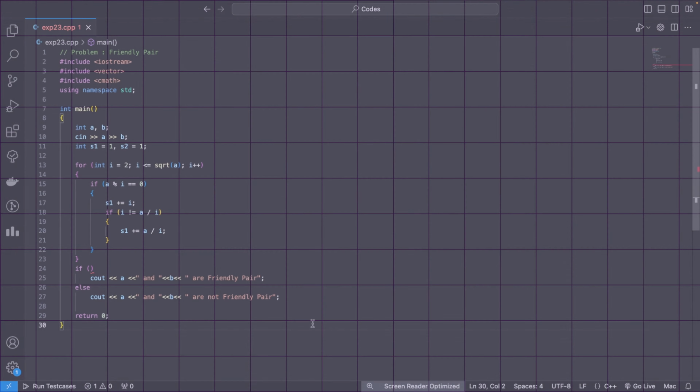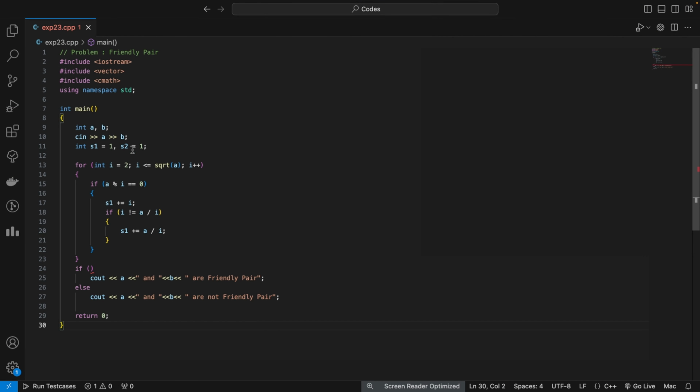Okay, now let's do the code for friendly pair. So here basically we need to calculate sum of factors for both the numbers. So two numbers will be given to us. Let's say I have declared two variables and I am taking these two numbers from the user as input. I have two variables for storing sum of factors of respective numbers, so s1 for a and s2 for b.